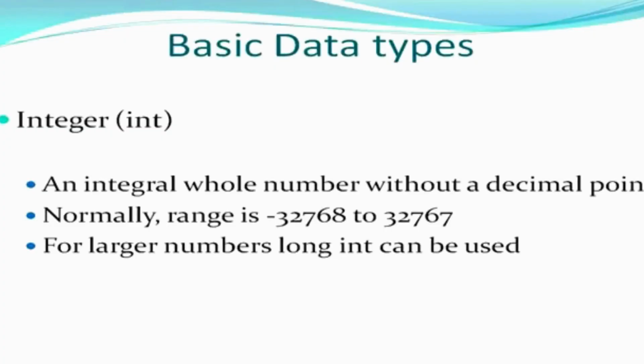First one is integer, short form we call it int. An integer stores a whole number. Any number which is without a decimal point is an integer. Normally, the range of an int is between -32768 to 32767. And if we want to store numbers which are larger than these, which go out of the range specified, then we use long int. So, whenever I want a whole number to be stored, I need an integer data type. Any number that you want to store without a decimal point is an integer for C++.